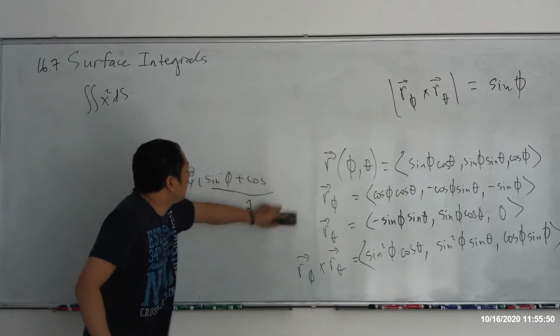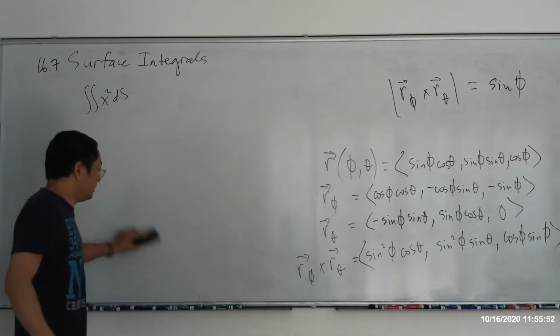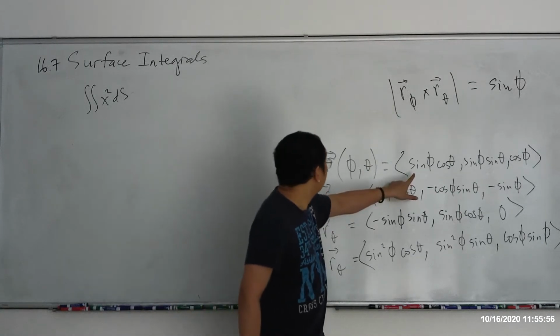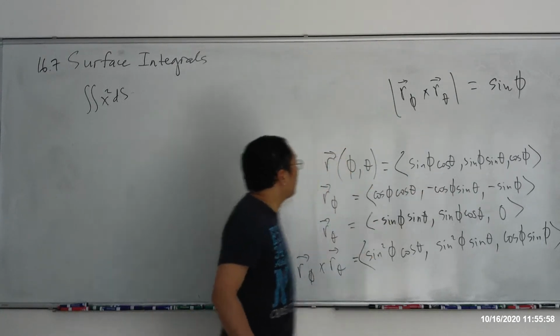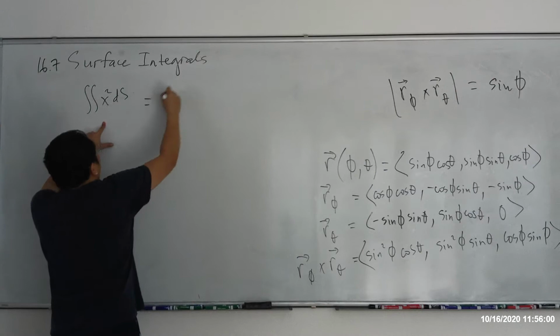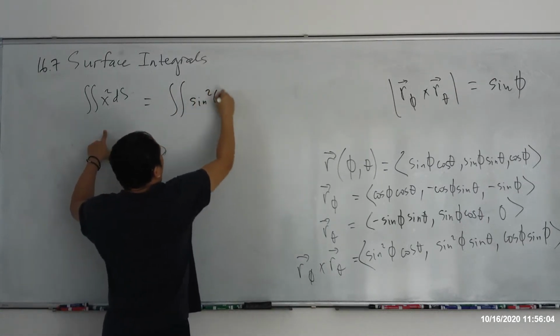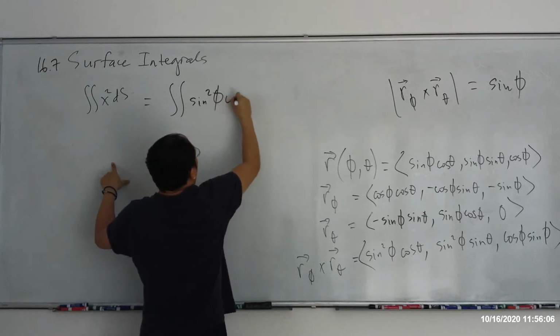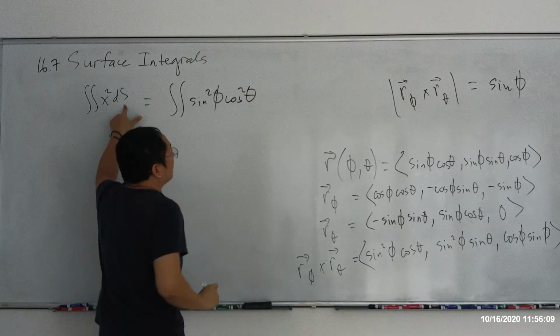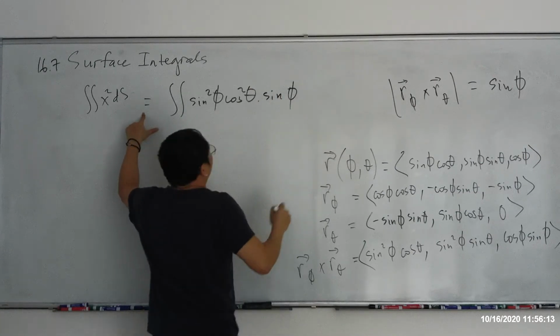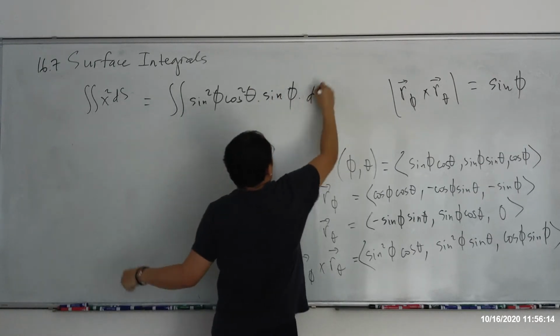So, apply to our problem right here for the surface integral. My x is sine phi cosine theta. So x squared is, double integral right here, sine square phi cosine square theta, dS is sine phi times dA.